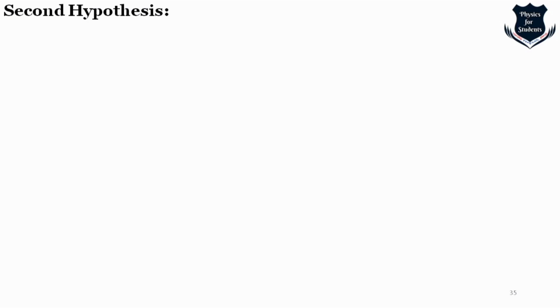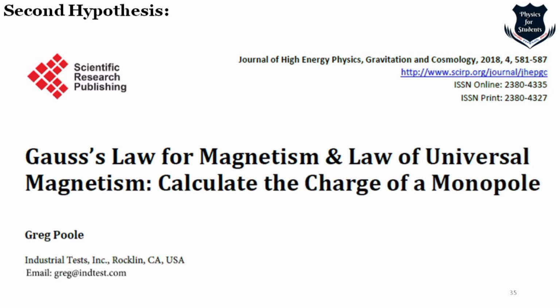Now, this is by some gentleman, I will just show you. What he does is show that the monopole is a consequence of the existence of duality symmetry, although no conclusive experimental evidence has been found for the classical magnetic monopole definition, which we just saw by Dirac. Now, this is actually by Greg Houle, and he published this in the Journal of High Energy Physics, Gravitation and Cosmology way back in 2018. Let us see what he proves.